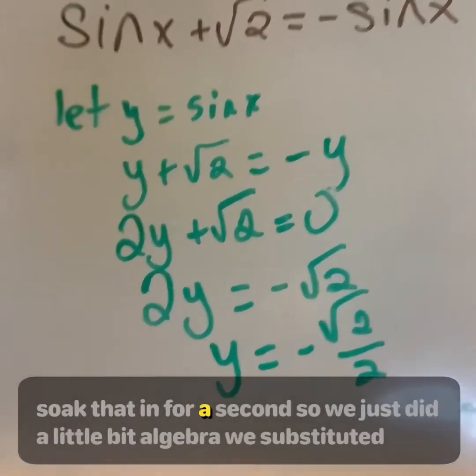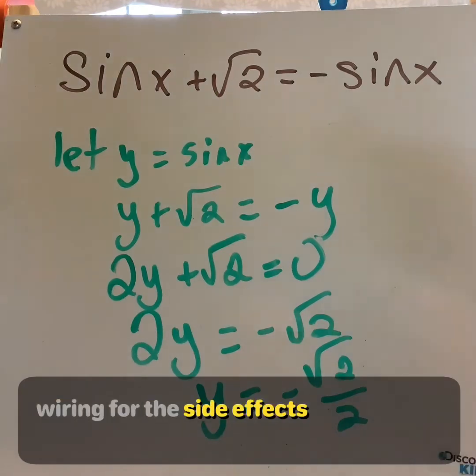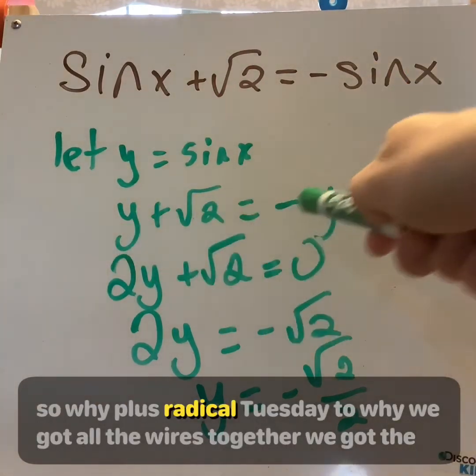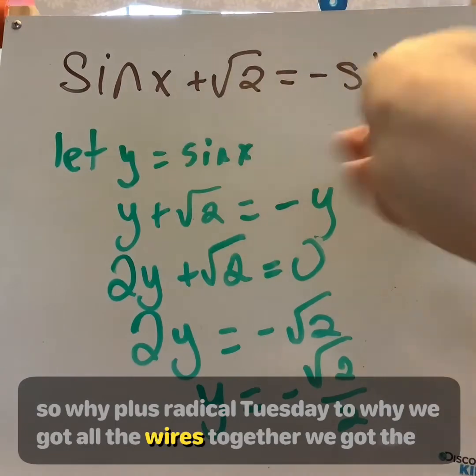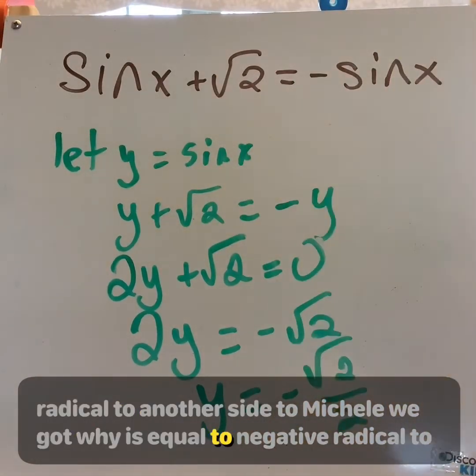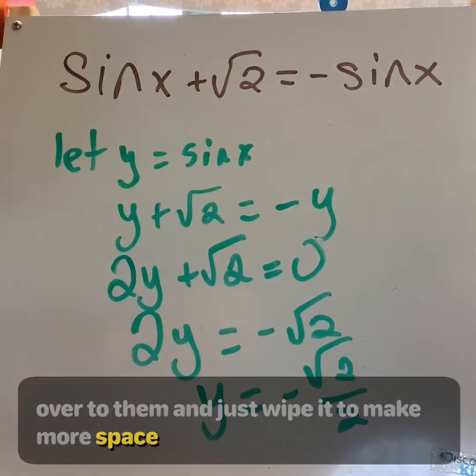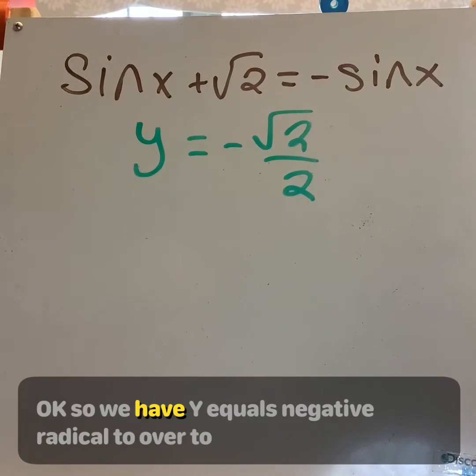Okay, soak that in for a second. So we just did a little bit of algebra. We substituted y in for the sine of x. So y plus radical 2 is negative y. We got all the y's together. We got the radical 2 on the other side. And then we saw we got y is equal to negative radical 2 over 2. Let me just wipe it to make more space. Okay, so we have y equals negative radical 2 over 2.